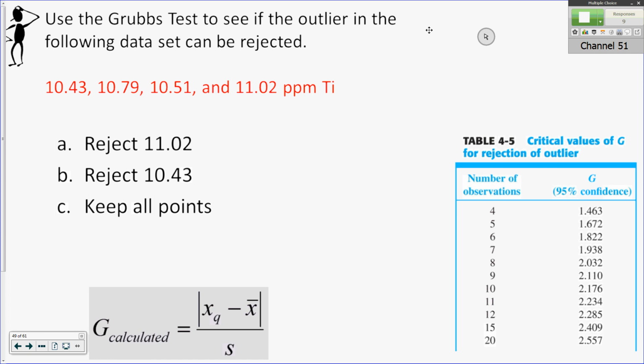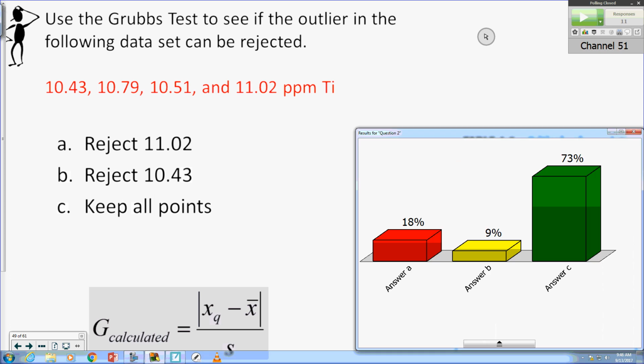Last two. Okay, one more. Wait, 11. Yeah, okay, just got it in.